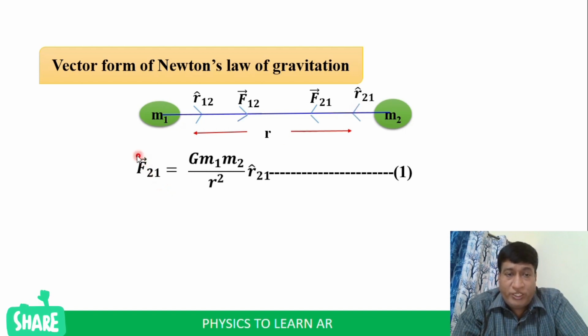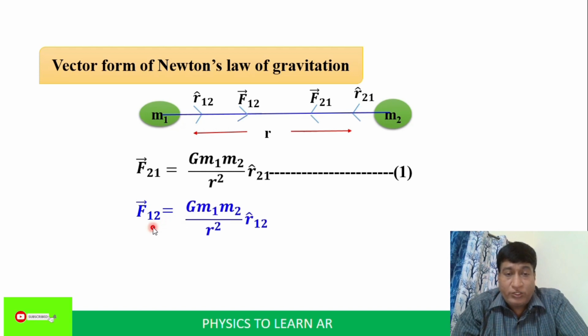Now if we take F21, the force on the second body due to the first body, here the magnitude won't be changed. Along with this, now we are going to discuss its direction, which is capital G into m1 m2 by r square along the direction of r21 cap. In a similar manner, the force on the first body due to the second body we can write as capital G into m1 m2 by r square into r12 cap.